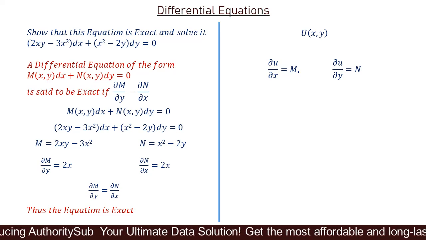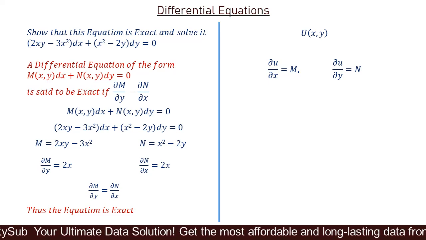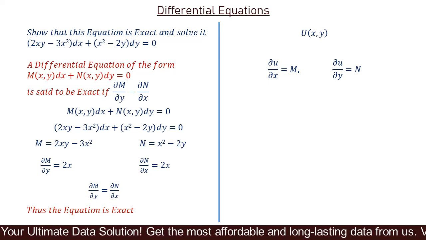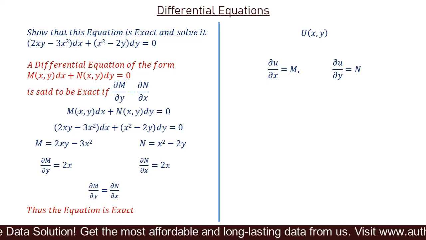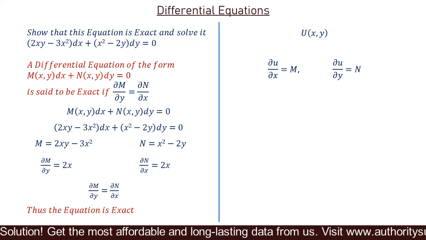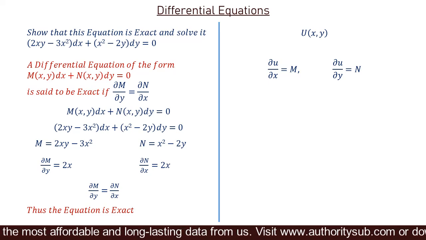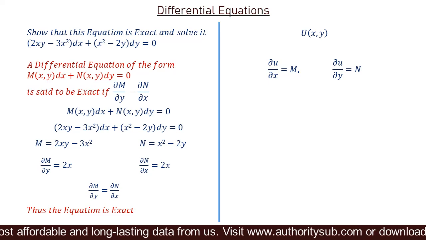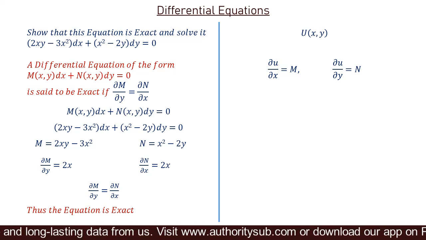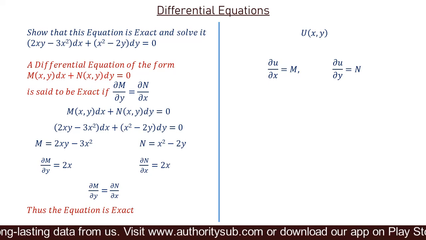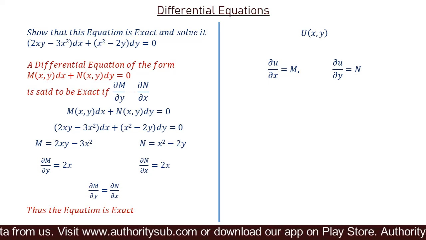How can we go about it? Now look at this. Pay attention. We said we need a function u of x, such that when you differentiate it partially with respect to x, it will give you m, and when you differentiate it partially with respect to y, it's going to give you n. Are we together? Good. Now look at this. We said the partial u partial x is m, partial u partial y is n.